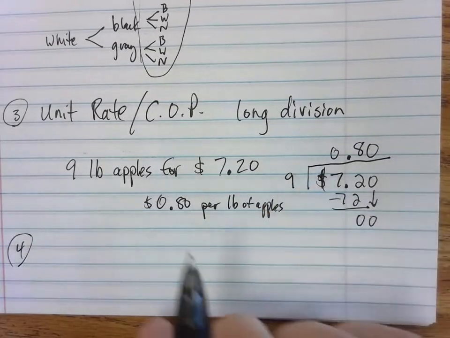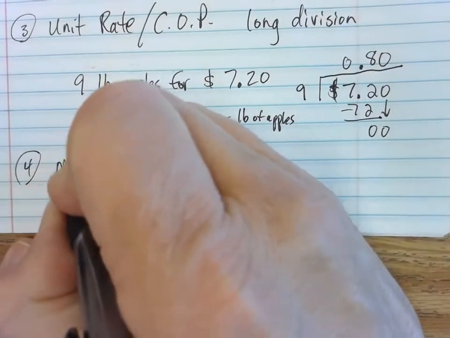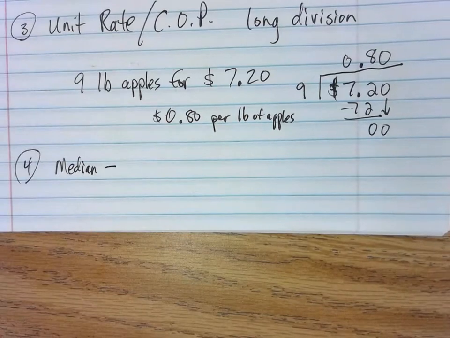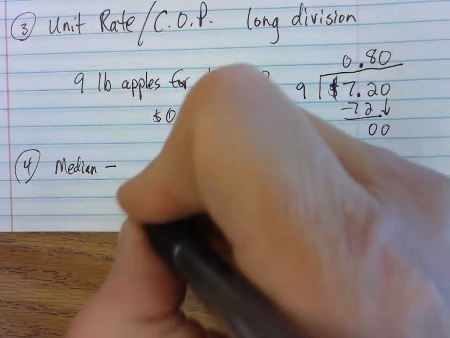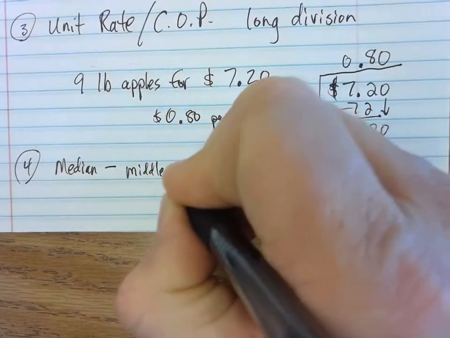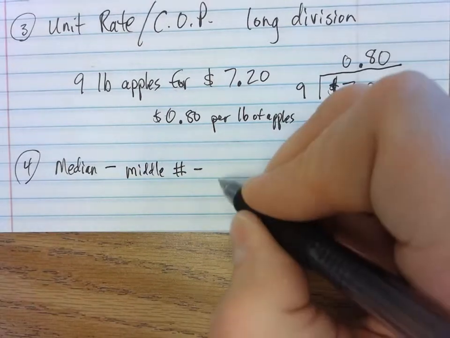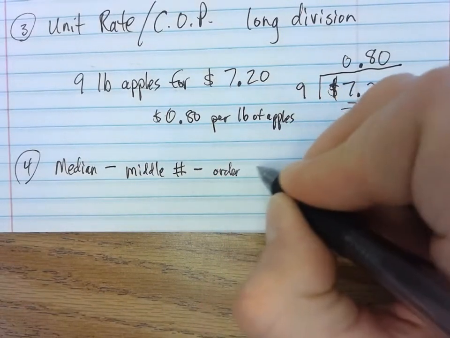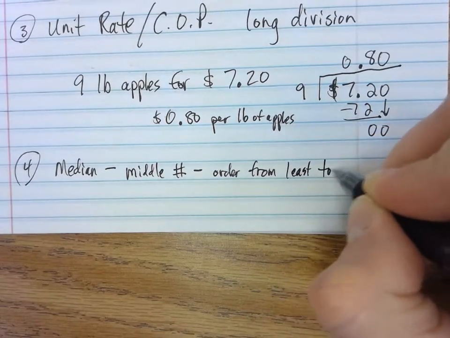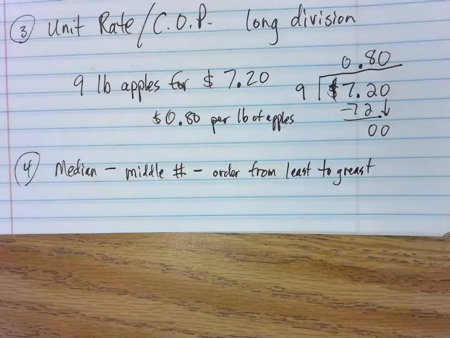All right. Number 4 is asking about median. So I just want to refresh with you what median is. Not long ago we just did some data and statistics work, okay? And median means you need to find the middle number. So you want to make sure you put them in order from least to greatest. And when you put them in order from least to greatest, if there's an odd number of numbers, there will be one number right in the middle.